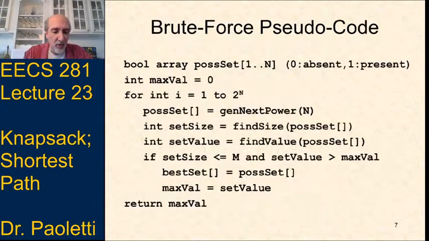The problem with the brute force approach is that taking or not taking every item means there are 2 to the nth things to consider. So the brute force pseudocode here says, hey, I'm going to run through every integer 1 to 2 to the n, and I'm going to generate the next item in the power set, which is a set of choices, and then I'm going to find the size of that possible set, I'm going to find the value of that possible set. And then if it's better than the best so far, I update the best so far. So this one, we actually do have the best set when we're done.